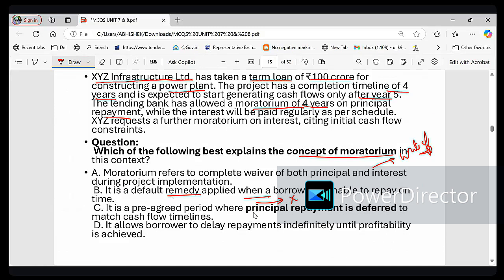Option C is saying the principal repayment is deferred to match the cash flow timeline. This is the correct answer. This is the exact idea of a moratorium, especially for long gestation periods, delaying the repayment until profit is coming. So the correct answer is option C.